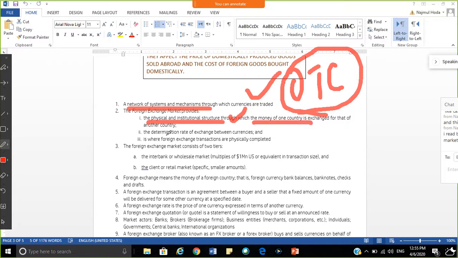Rate of exchange between currencies. Who determines this? This is determined in the foreign exchange market between the persons.